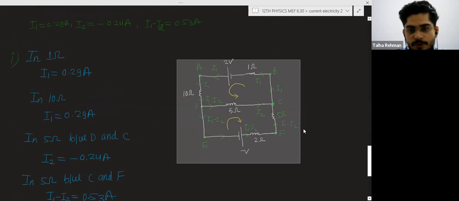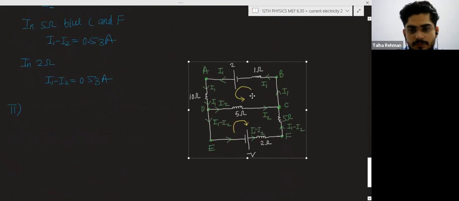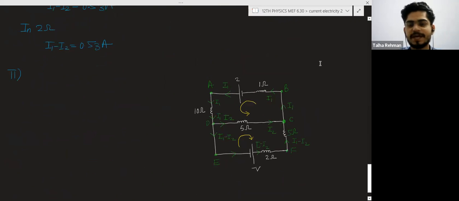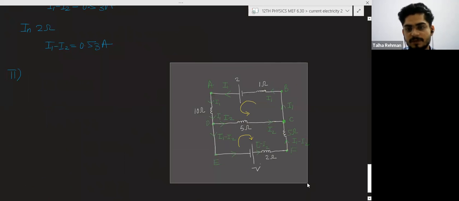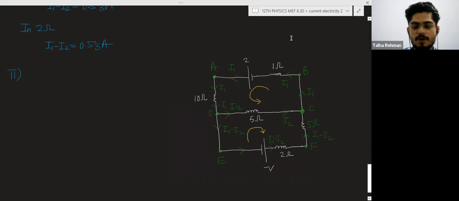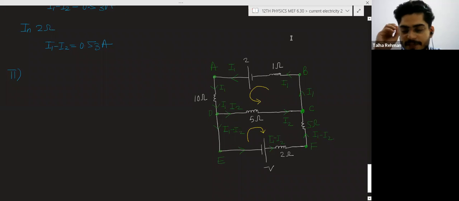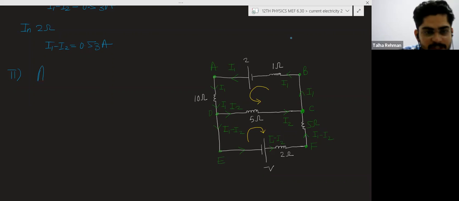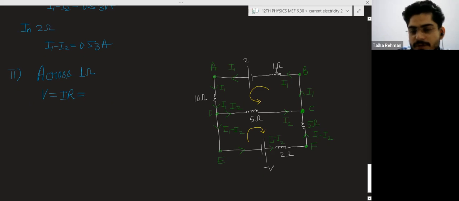You have to take this diagram. All the things you will do from the diagram only because it will be easy. Now across each resistance we have to calculate the potential difference or voltage. Now I am just calculating the voltage across 1 ohm. V is equal to IR. What is the current in 1 ohm? I1 into 1.